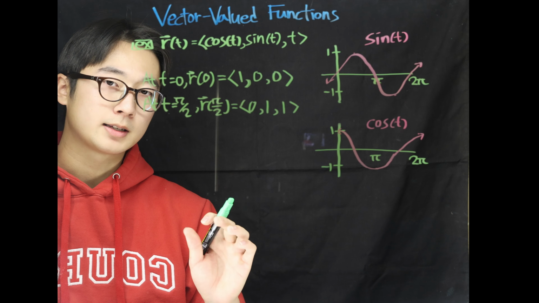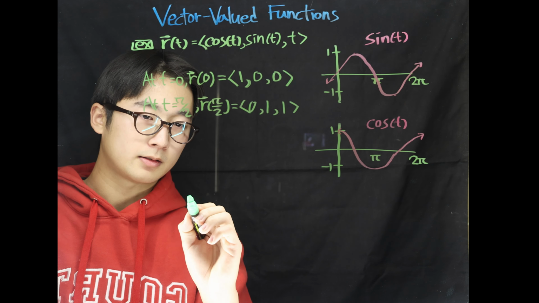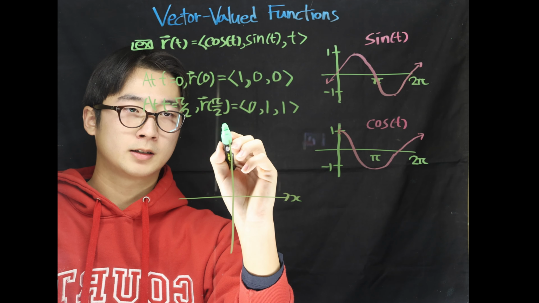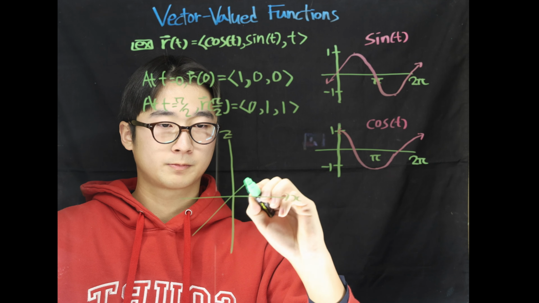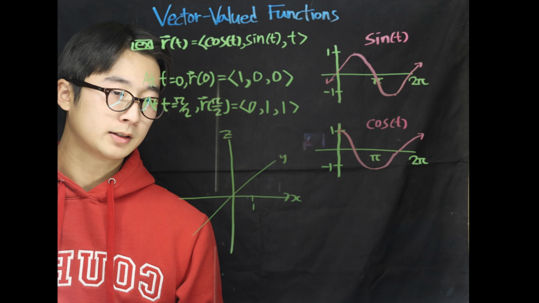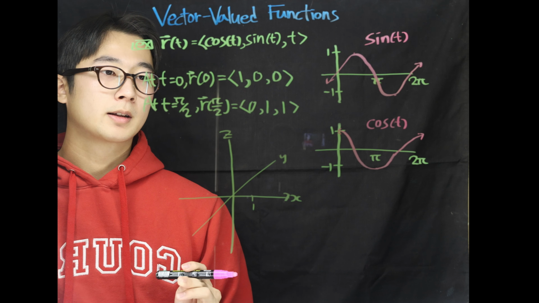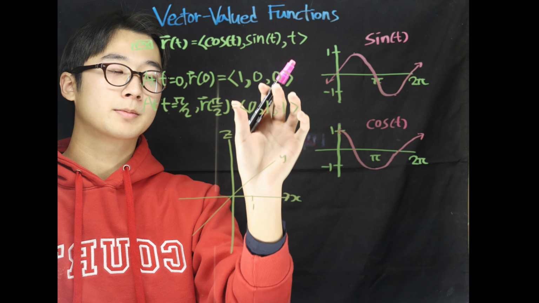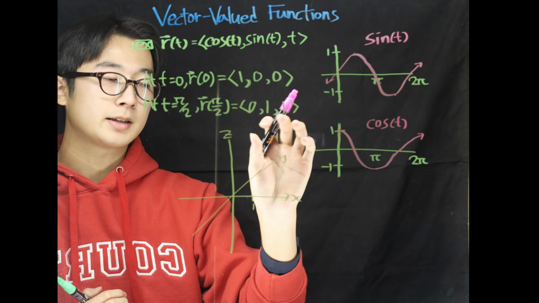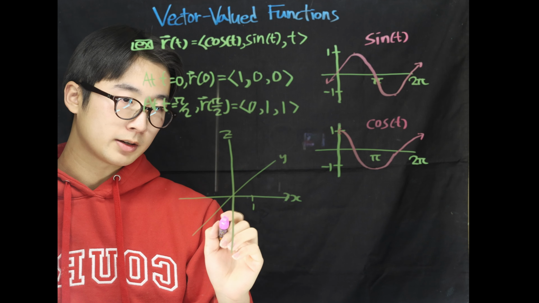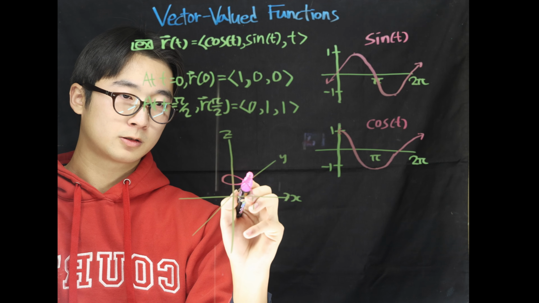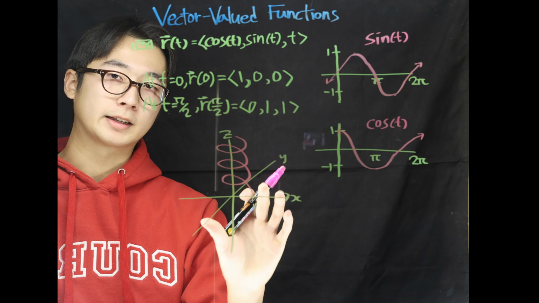Let me draw xyz space. Alright, there's x, and z, and y. Let's say this is a 1. The x and y components draw a circle, right? It's like a unit circle. And the z component goes up steadily. So it should look like a helix. It should look like this.